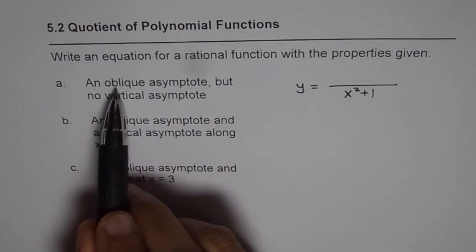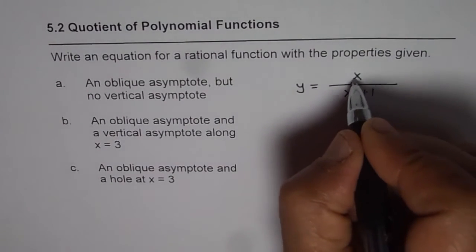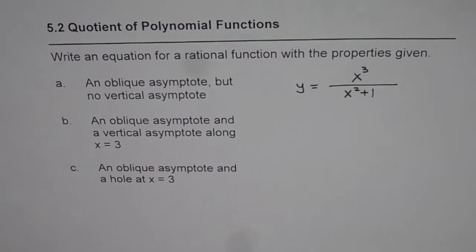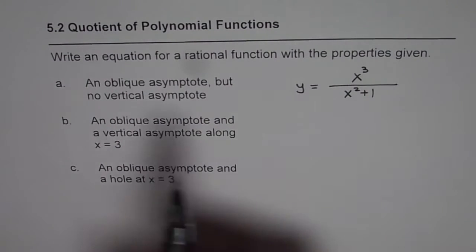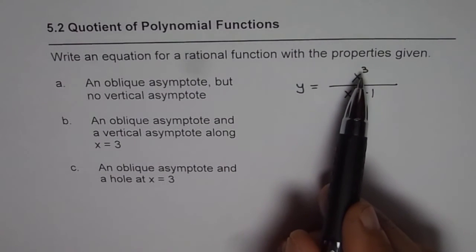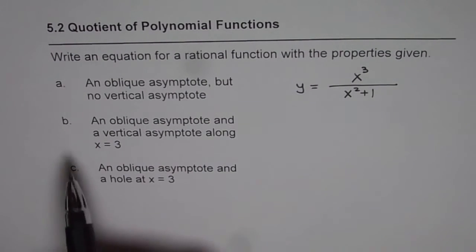Now we need an oblique asymptote. That means the degree of the numerator should be 1 higher. So let me write x cubed here. So that matches. Perfect. This is probably the simplest equation and the correct one. There are many options, so any equation could be right. But the degree of the numerator should be higher and the denominator should not give you a real 0. That is the idea.